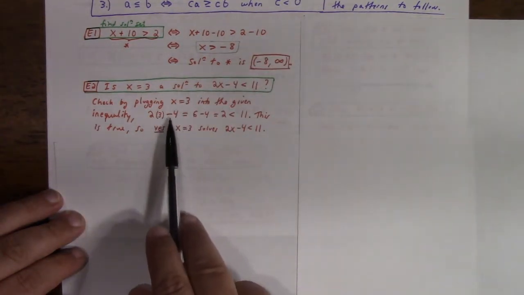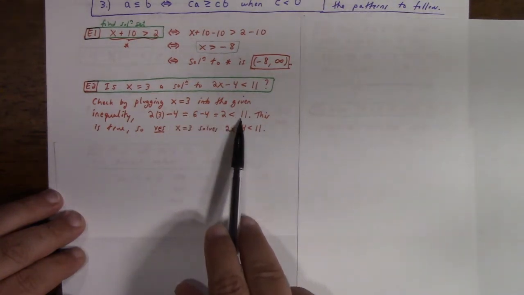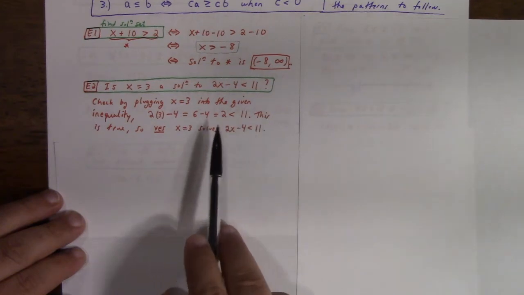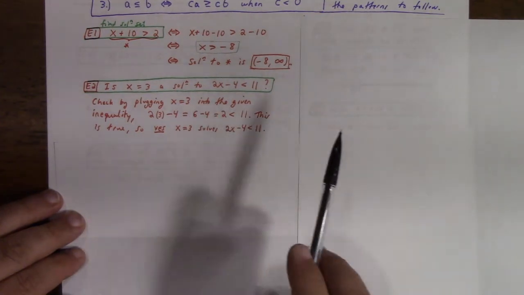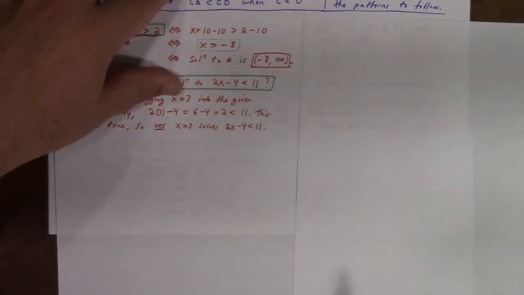We get 2 times 3 minus 4, which is 6 minus 4, which is 2. Is 2 less than 11? Yes, it is. So yes, x equals 3 solves 2x minus 4 less than 11. Let's look at the next one.